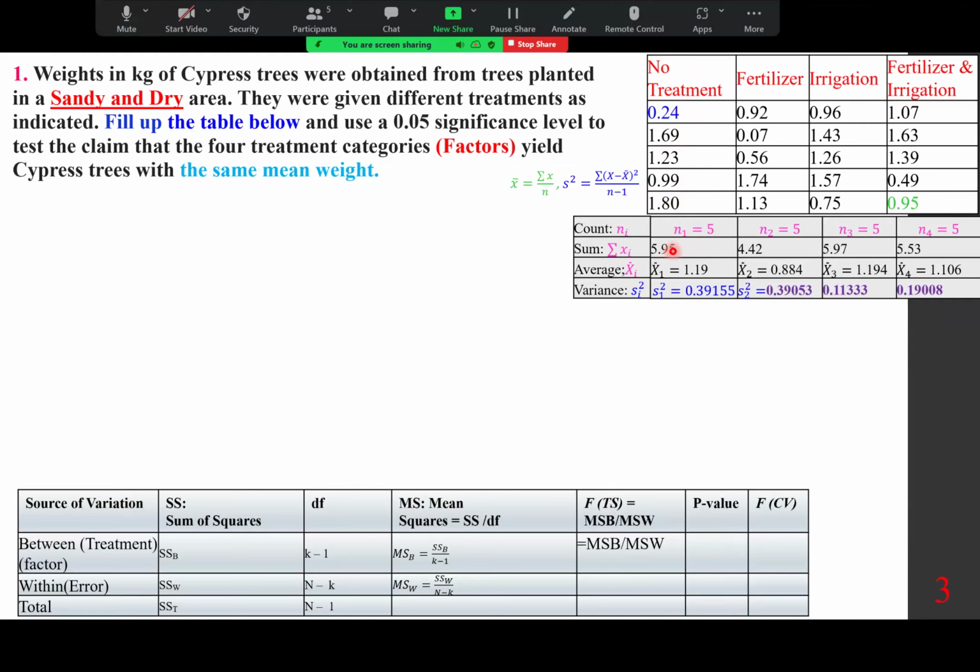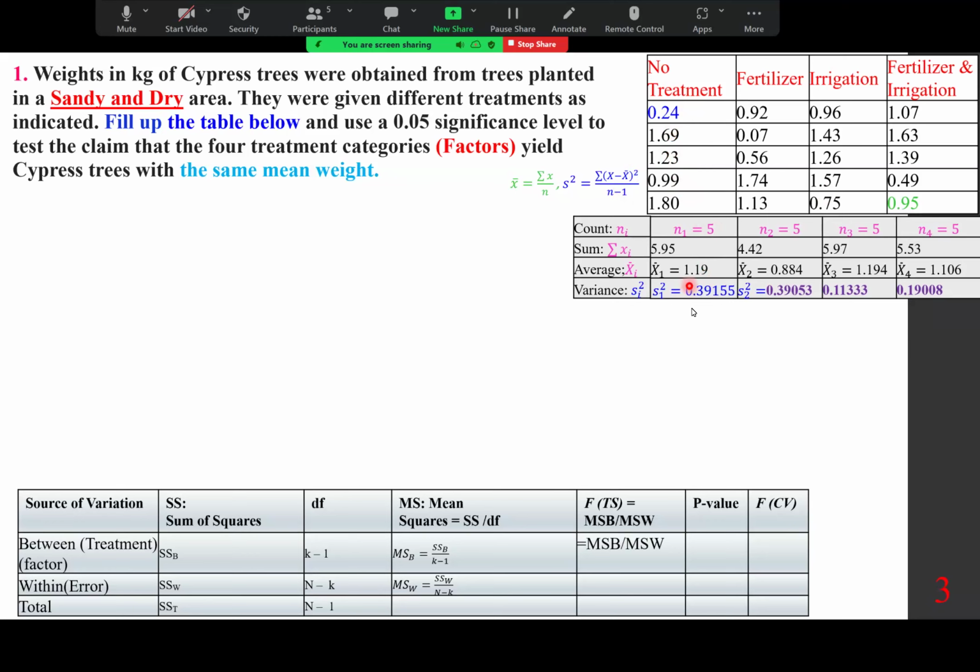If I divide 5.95 by 5, I get 1.19. And here's S1 squared using this formula: the sum of x minus x bar quantity squared over n minus 1, meaning 0.24 minus 1.19 squared plus 1.69 minus 1.19 squared plus this one minus this one squared, and then divide by n minus 1, which means divided by 5 minus 1, or 4. Same thing for each group.